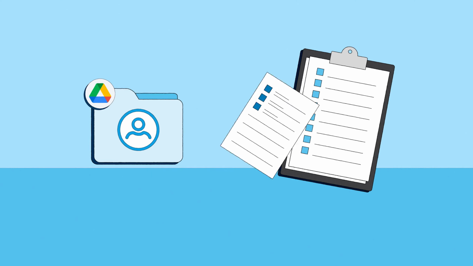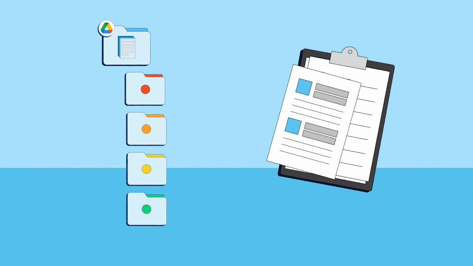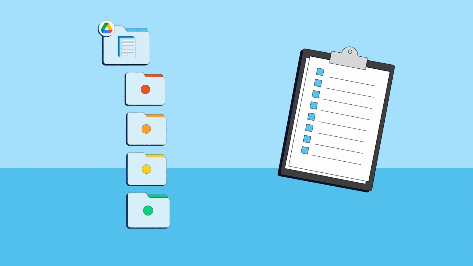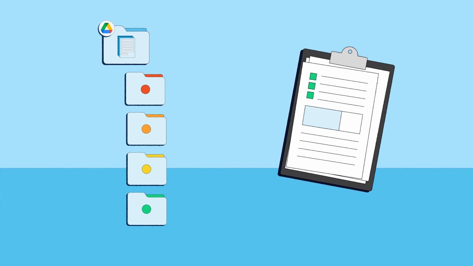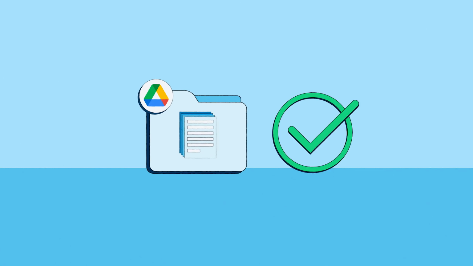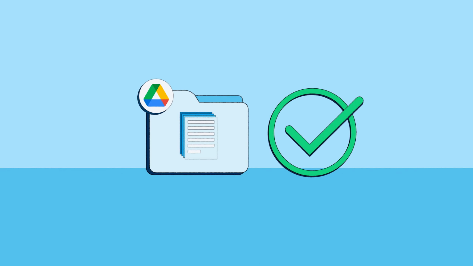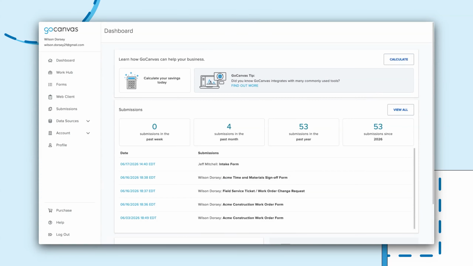There are two ways to connect, at the account level or at the form level. Account level sends every completed submission to the same Google Drive parent folder. Form level gives you more flexibility in how submissions are organized in Google Drive. It's generally recommended to set up your integration at the form level. First, ensure you have administrator access to the Google Drive you want to use.